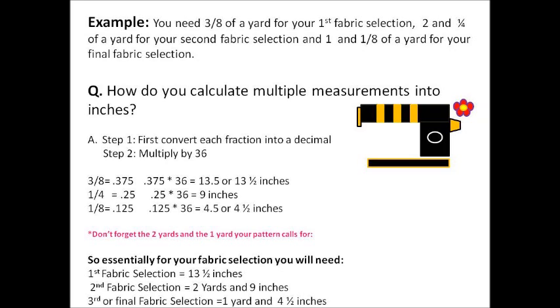The next fabric selection is 1/8 of a yard. We take the 1 divided by the 8, which will equal decimal 125 as we saw in our first example. We multiply the decimal 125 by 36, which will equal 4.5 on our calculator, which means you need 4.5 inches for that fabric selection. So don't forget the 2 yards and the 1 yard your pattern calls for.